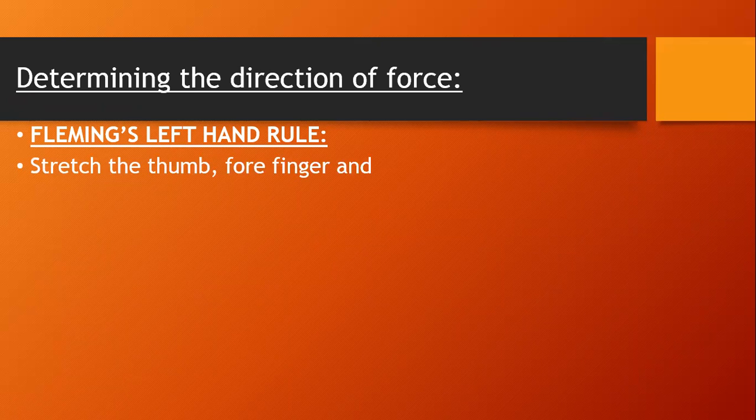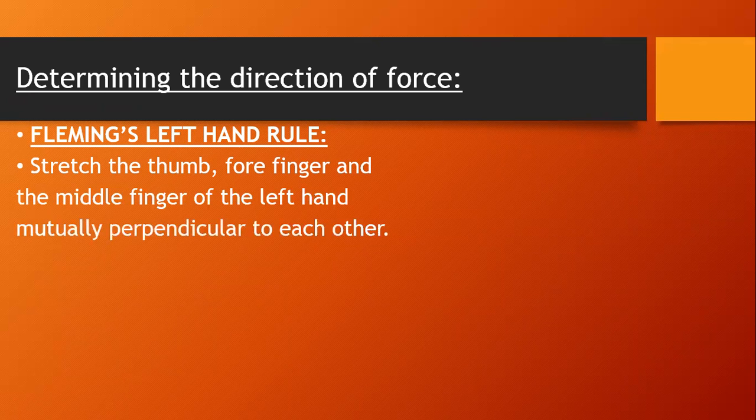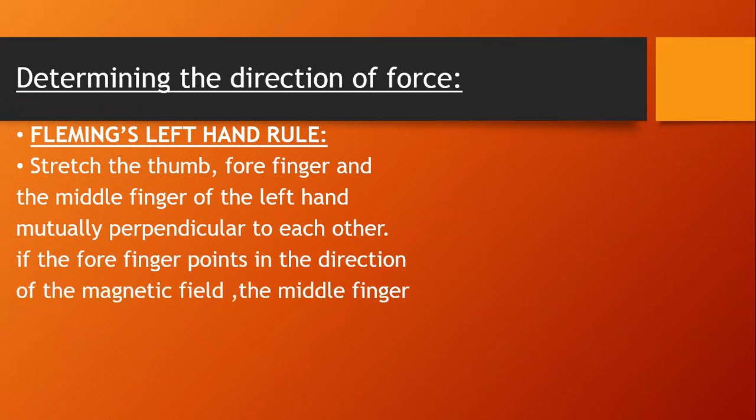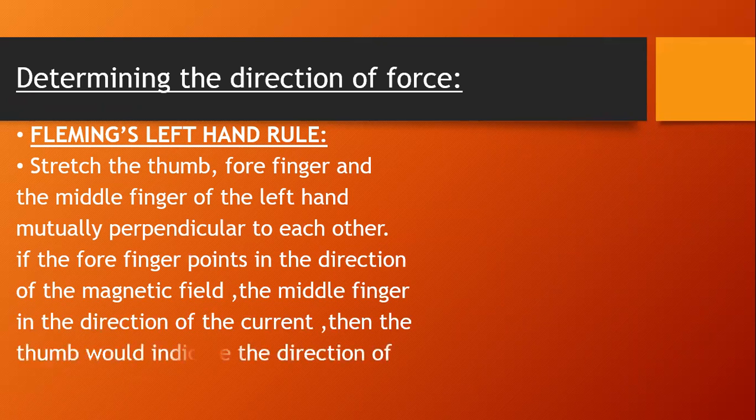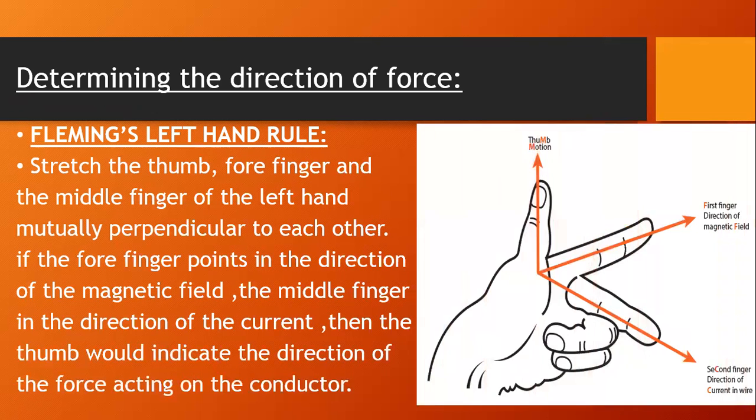According to Fleming's left hand rule, stretch the thumb, forefinger, and the middle finger of the left hand mutually perpendicular to each other. If the forefinger points in the direction of the magnetic field, the middle finger in the direction of the current, then the thumb would indicate the direction of the force acting on the conductor.